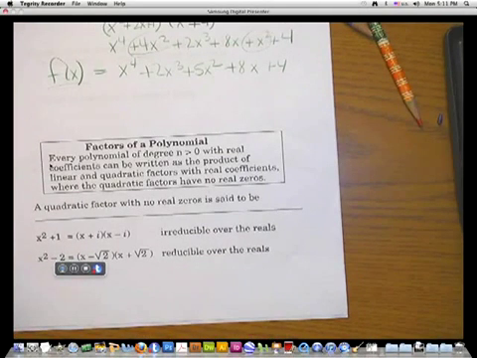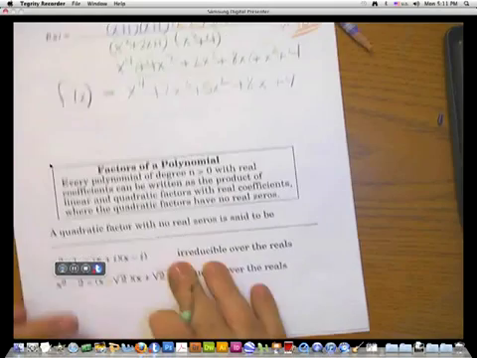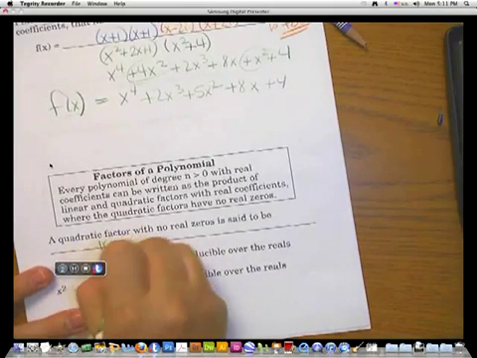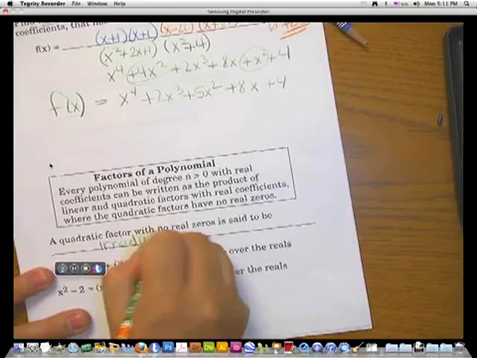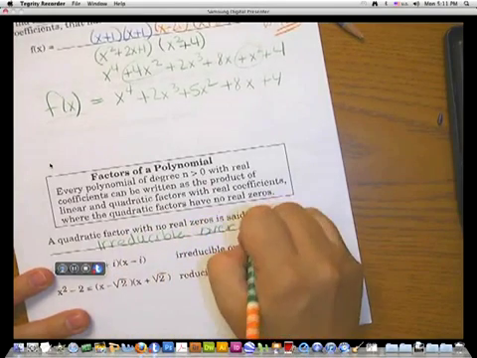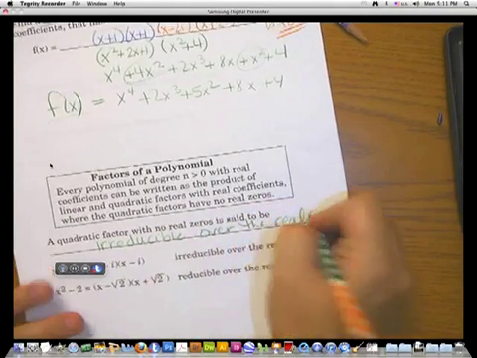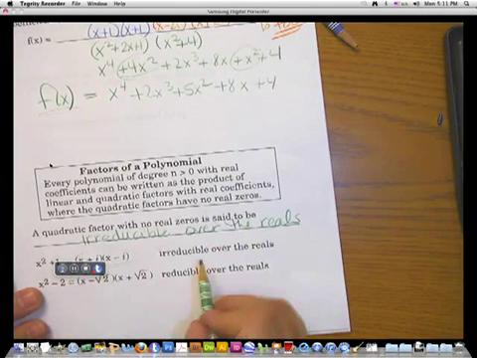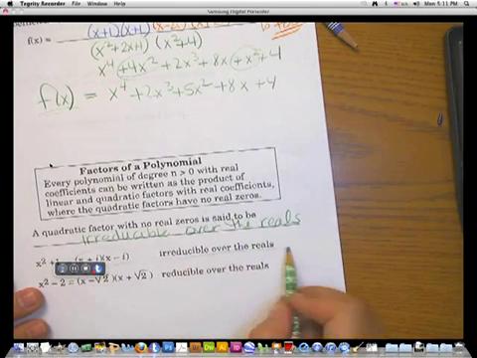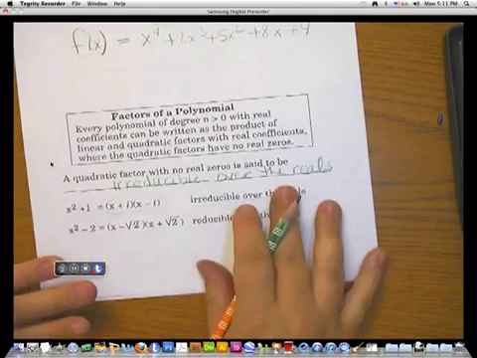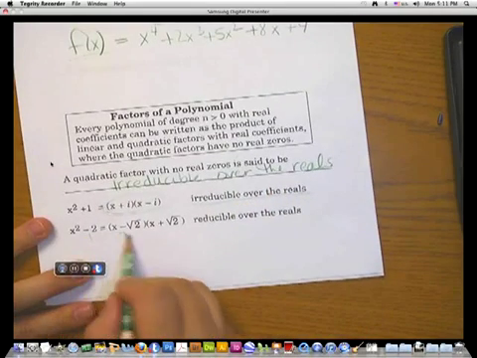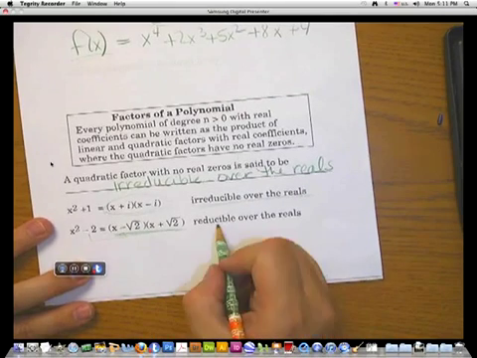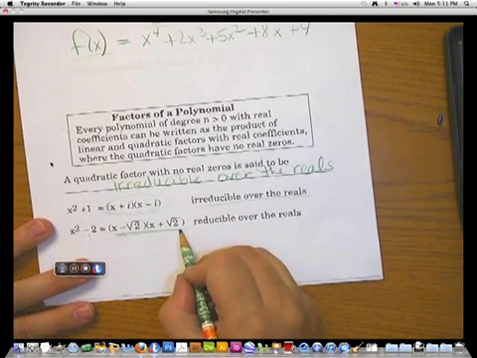A quadratic factor with no real zeros is said to be irreducible over the reals. Okay? What that means is that this one factors to imaginaries because it's not real, and this one does factor. It is reducible. It just factored to irrationals, not imaginaries.